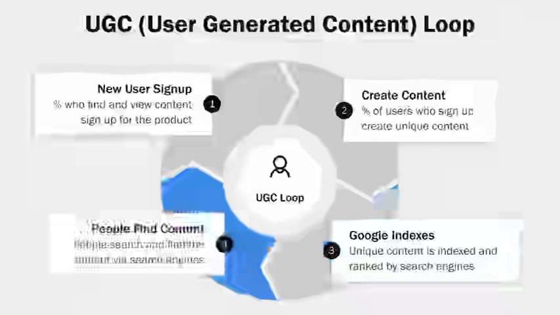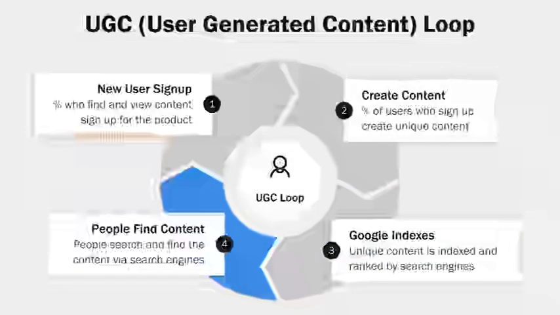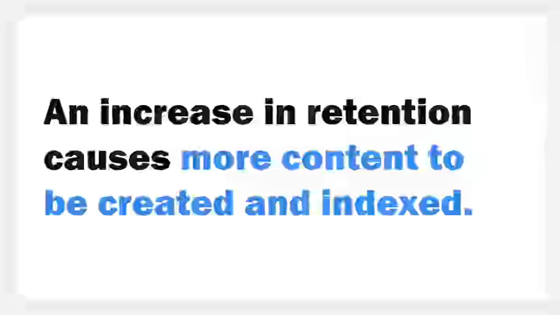Now, how would retention affect this type of acquisition loop? Well, an increase in retention is going to cause more content to be created and as a result indexed, which is going to create more new users from this content loop. So the greater percentage of users that I retain within a cohort gives me more opportunities that those users are going to create more content out of that cohort.